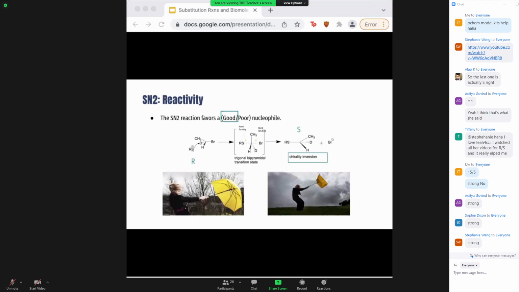That's correct. So you need to have a good nucleophile, one that's strong enough to attack the molecule and push the leaving group out while causing an inversion. You can think of this as a really strong gust of wind. You usually need something strong enough to make your umbrella invert like that. So you need a good, strong nucleophile.